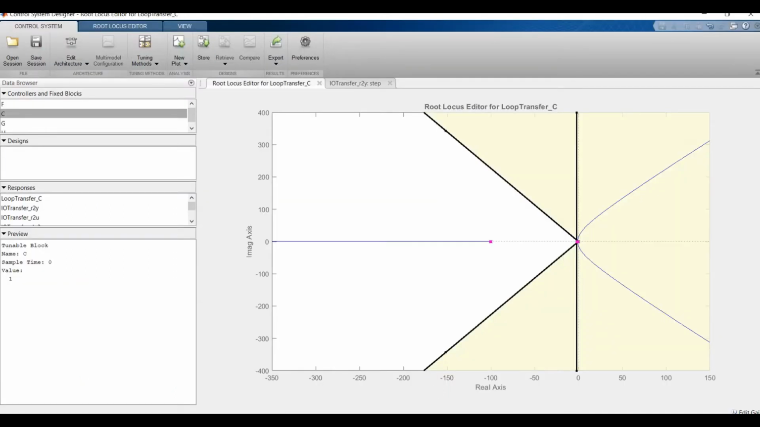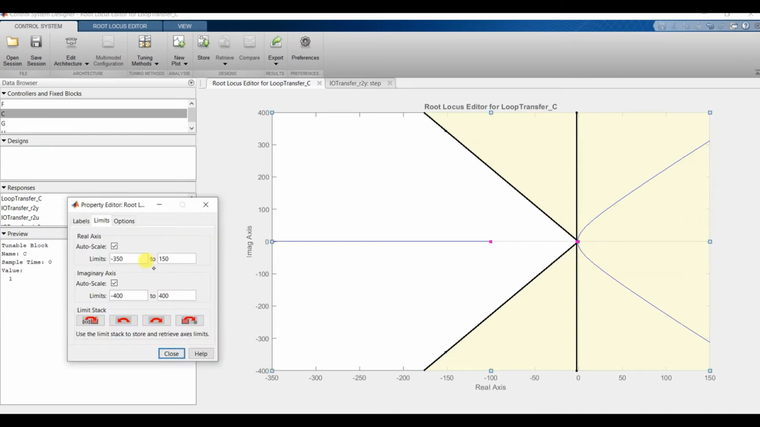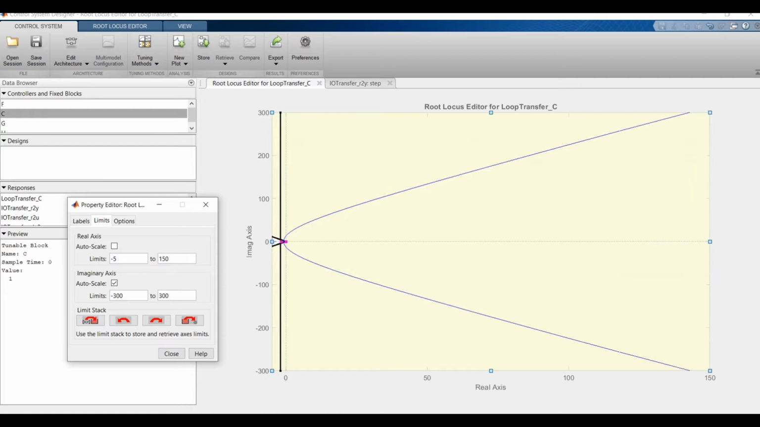Root-Locus plot shown for the system, and you can see that it is similar to what we have. We will focus on the part of the Root-Locus which is closer to the origin, so I will change the limits for the real axis. Instead of having it from minus 350 to 150, I'll go from minus 5 to plus 5.